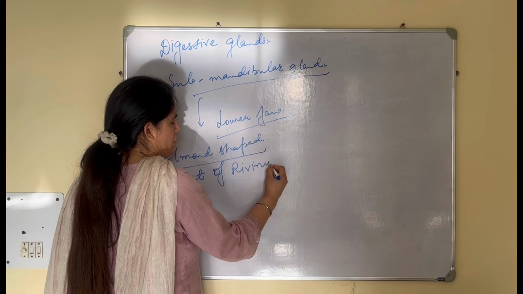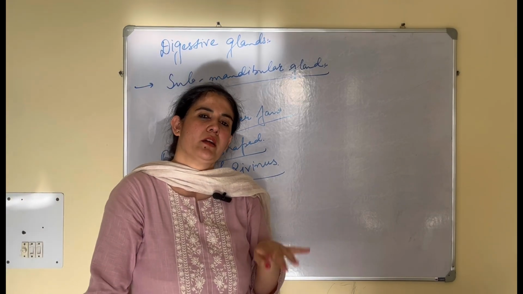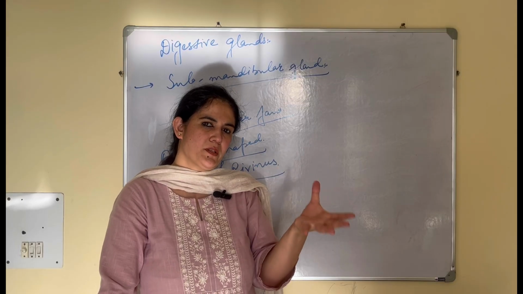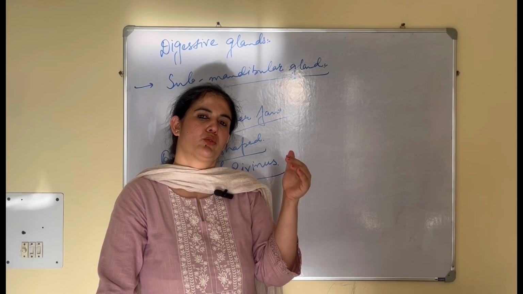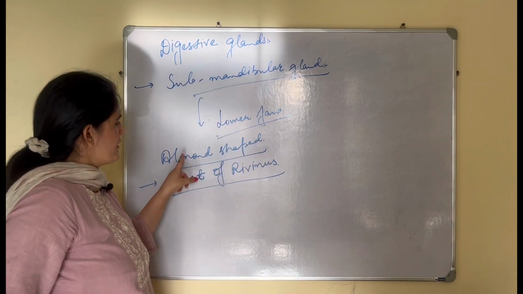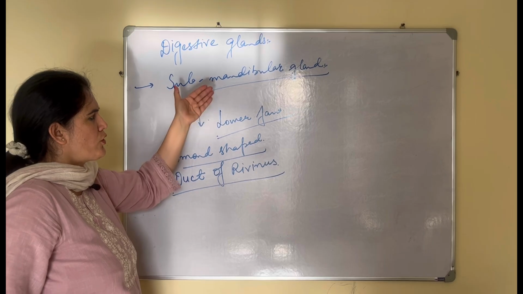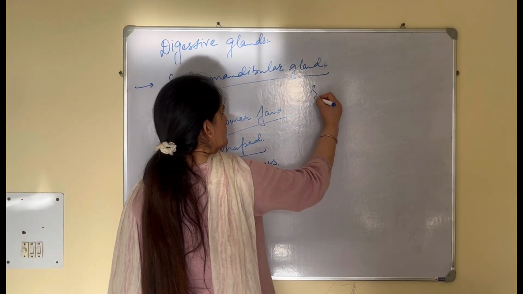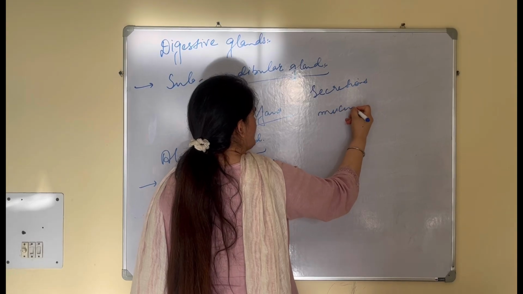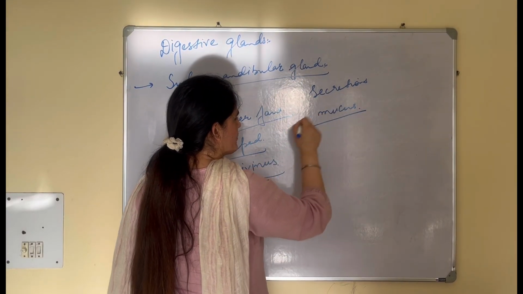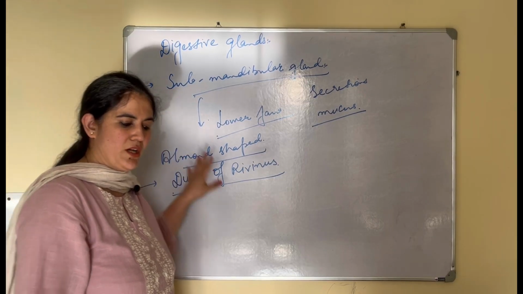This is very important. You have to remember the ducts. Basically, the parotid gland opens into the buccal cavity, or into the vestibule, through Stenson's duct. Here is the duct of Rivinus. It's almond shaped, present near the lower jaw, and it also has secretions. Basically, they all secrete saliva, so mucus secretions and watery secretions. This was about the submandibular gland.